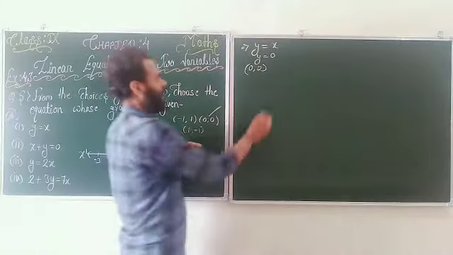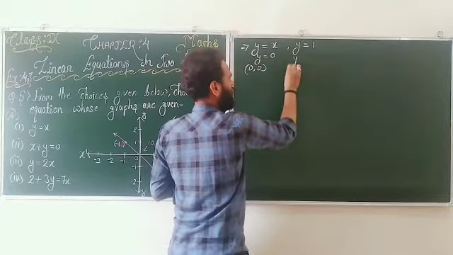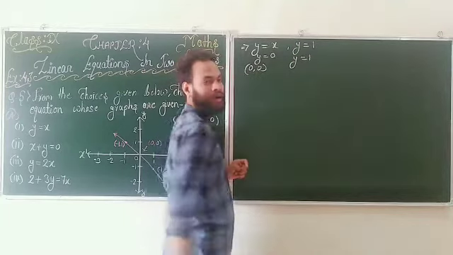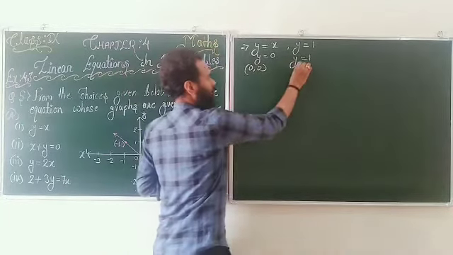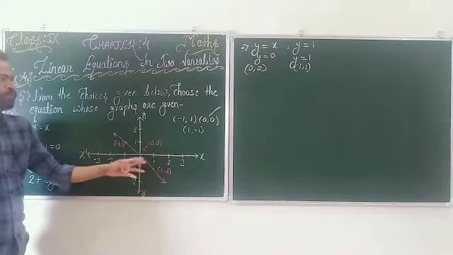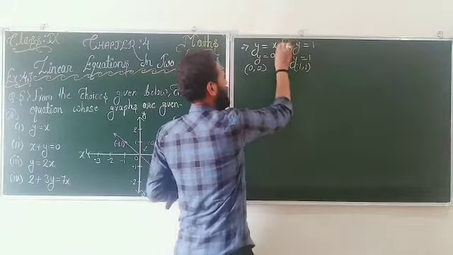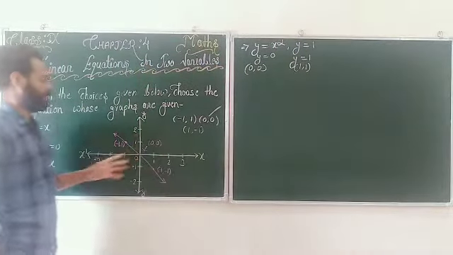But when we put x equal to 1, we get y equal to 1. But there is no point (1, 1). There is no point where x and y are both positive 1. So this is not the equation which belongs to this graph.